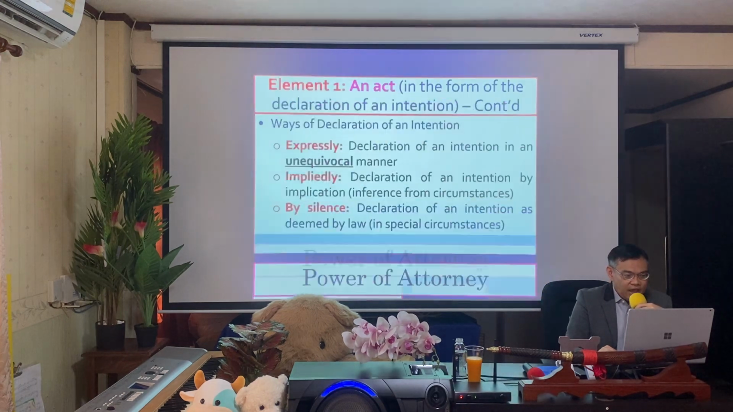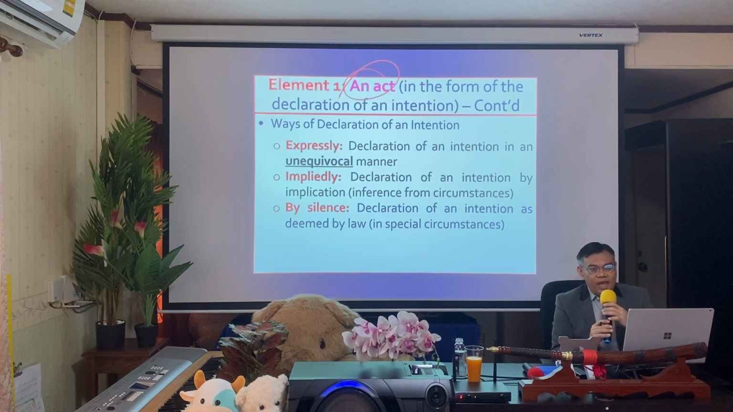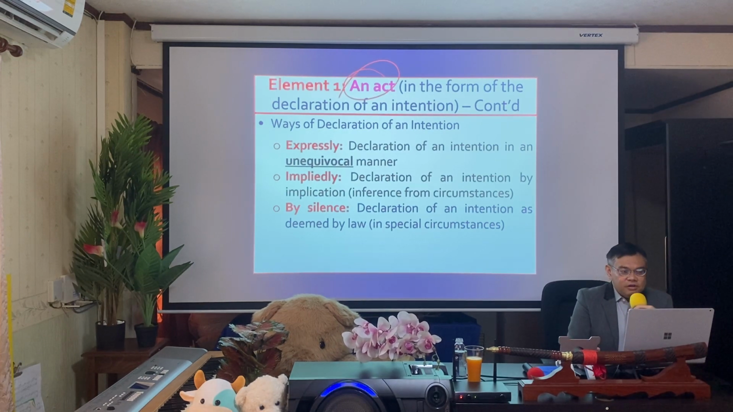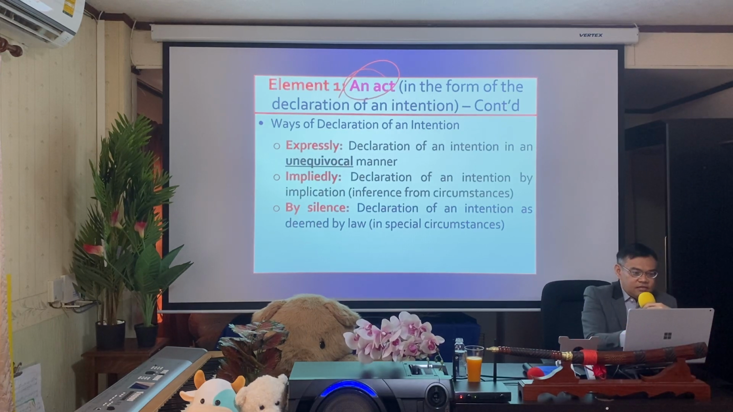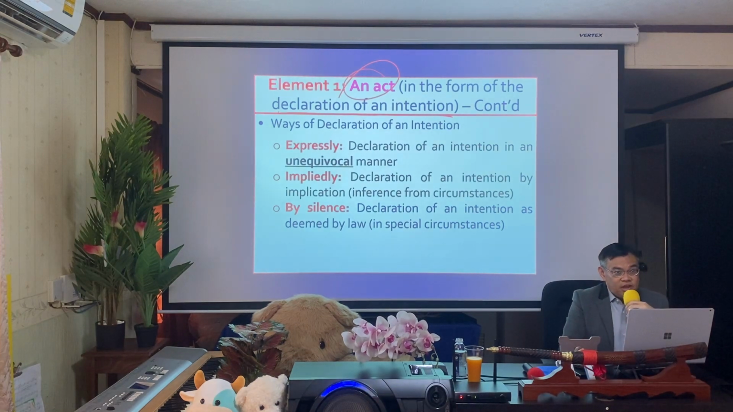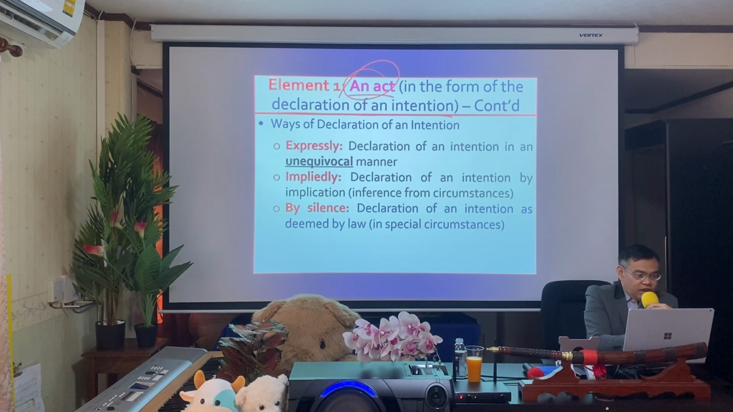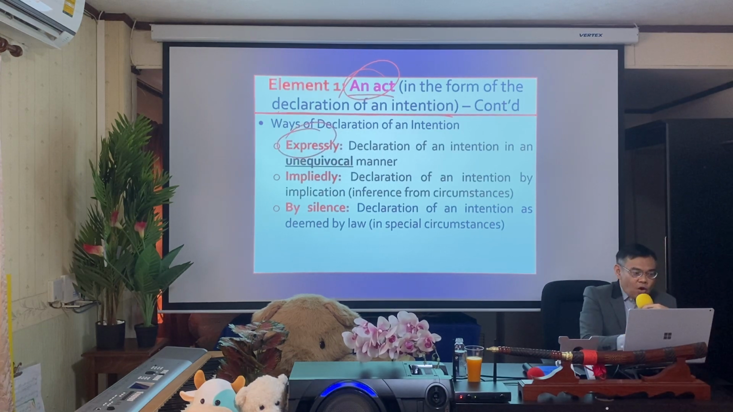Done by A. Now we are clear that in order for a juristic act to be made, there must first be an act in the form of the declaration of intention. Of course, the declaration of intention must be done consciously. Remember, for somebody to act in the form of declaring an intention, the declaration of intention may be done expressly or even by way of implication.